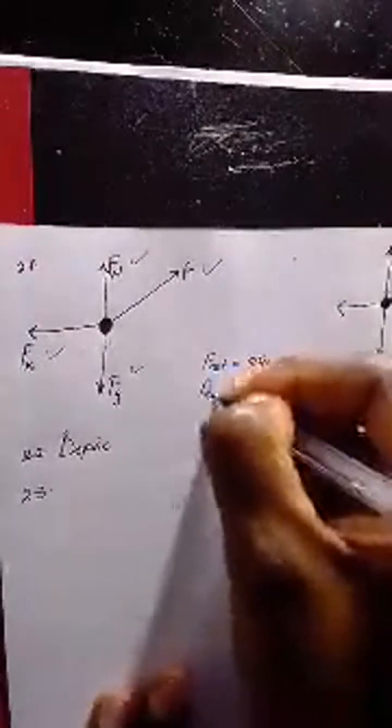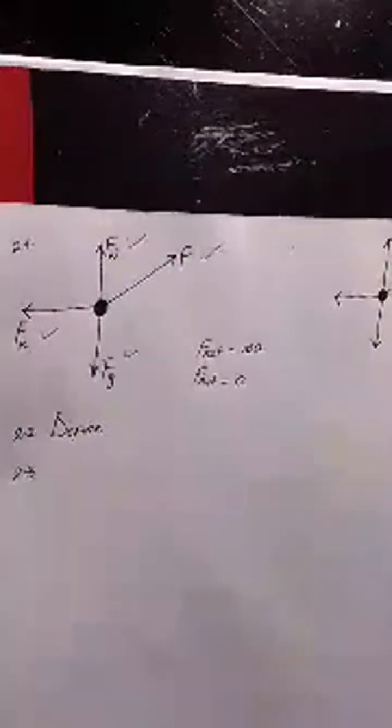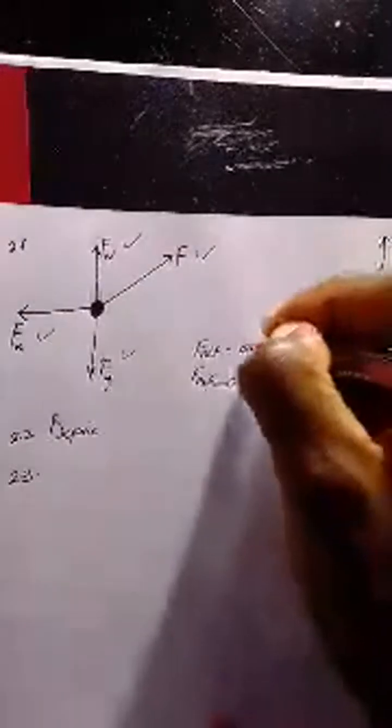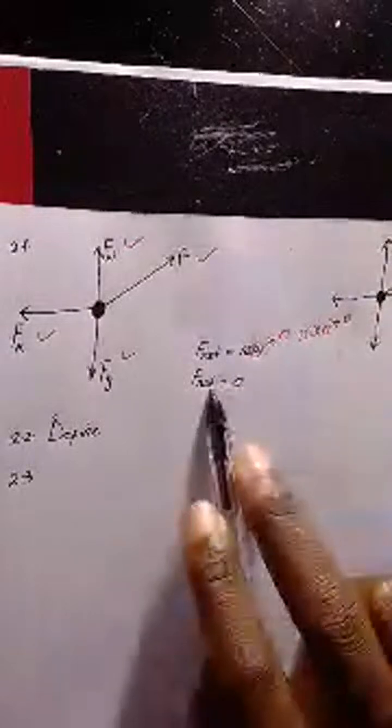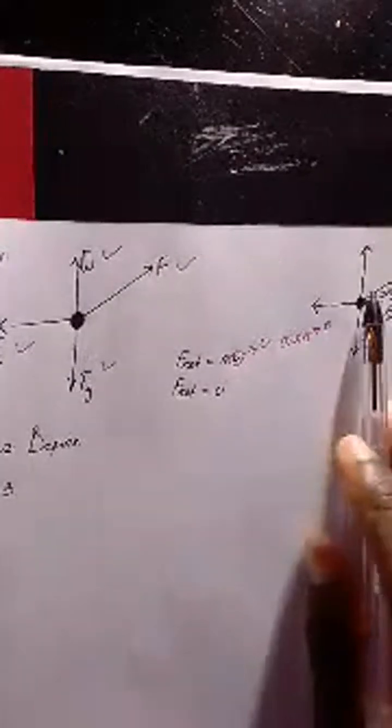F net equals 0, because a is 0, so m times 0 is 0. That's why F net equals 0. Grade 11. Now we are coming back here. This is a complete free body diagram.